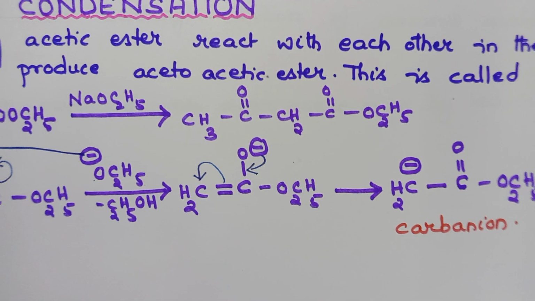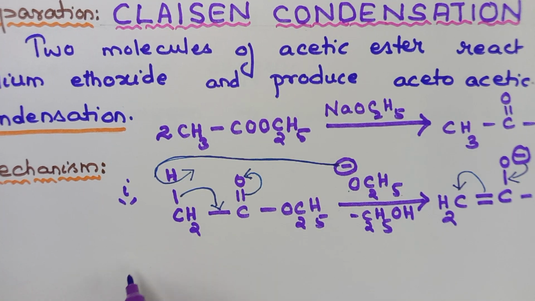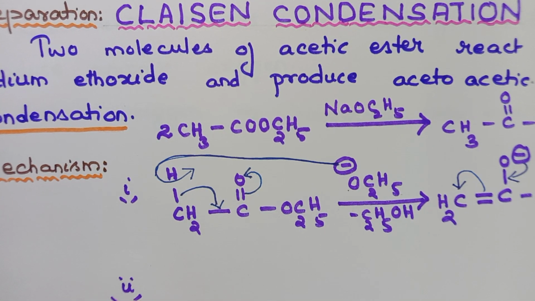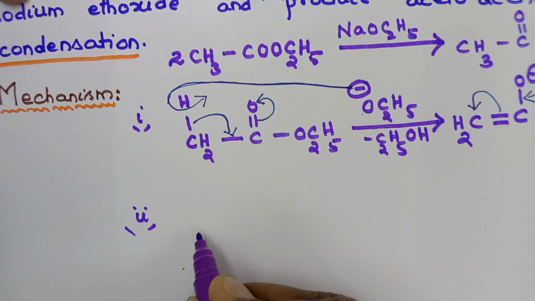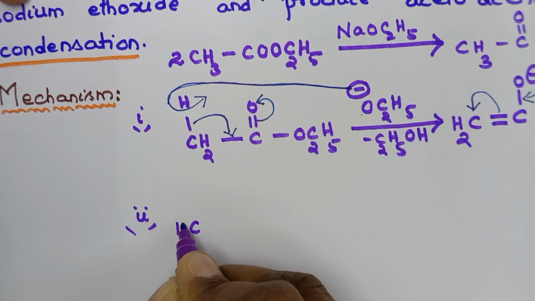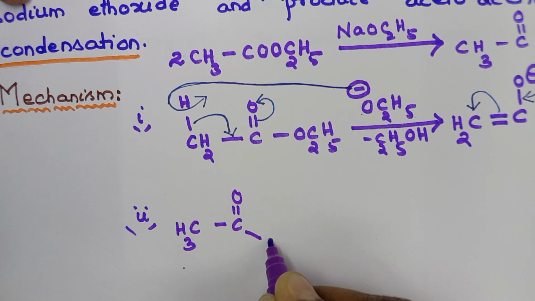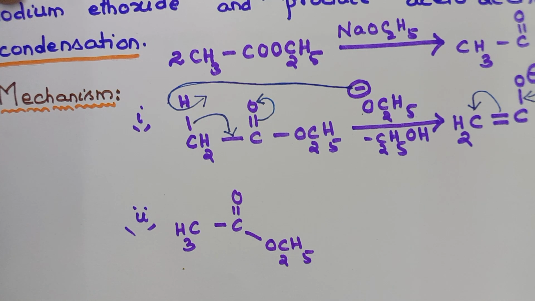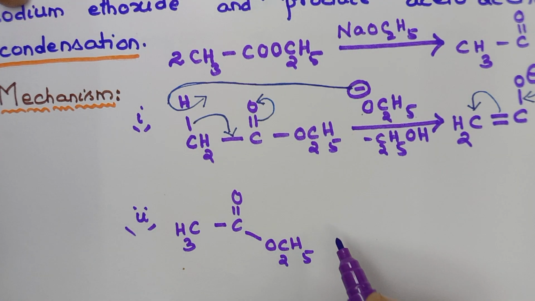Next, second step, what happens? Let us see. Step number 2. Write down here step number 2. Second molecule of acetic ester, students, write down here CH3 C double bond O OC2H5. Okay, so here alpha hydrogen is not needed. That's the reason I did not write one of the hydrogens separately. CH3 COO C2H5. This is second acetic ester.